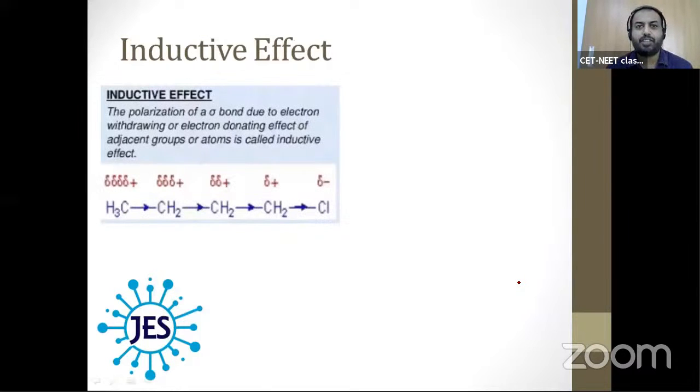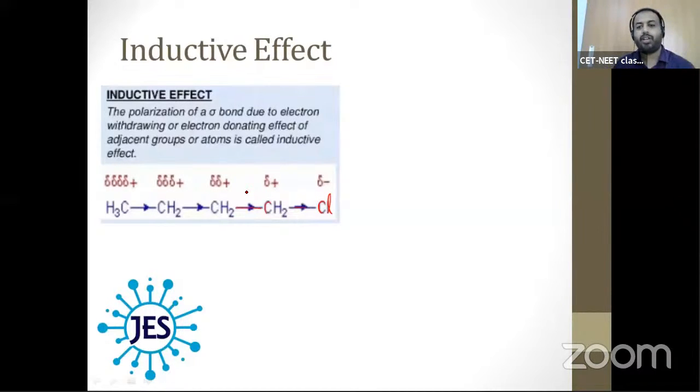Inductive effect basically refers to the movement or displacement of sigma electrons along a saturated carbon chain towards the more electronegative atom. Look at this example. Chlorine is more electronegative. As I already said, what is electronegativity? Pulling power. So chlorine pulls the sigma electron density towards itself, thereby creating electron density deficiency on the carbon, and that creates electron deficiency on the neighboring carbon. Like that, the effect travels through the chain. This displacement of sigma electrons in a saturated carbon chain is what you call the inductive effect.